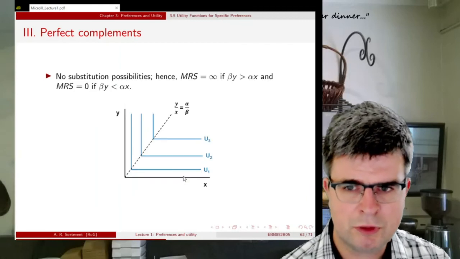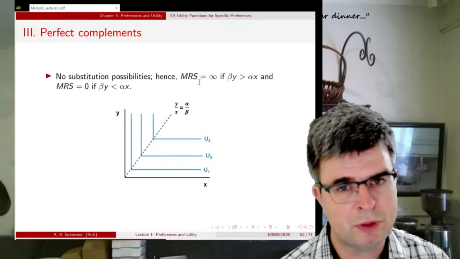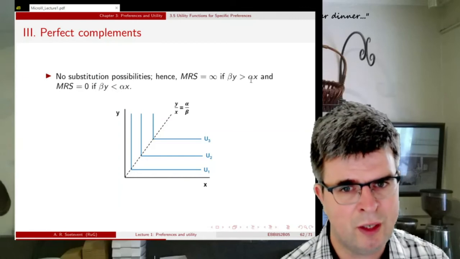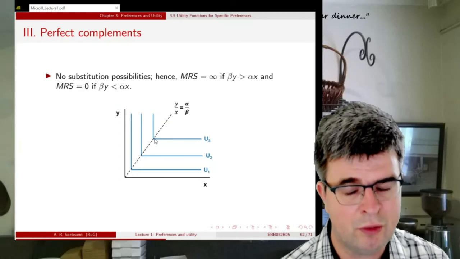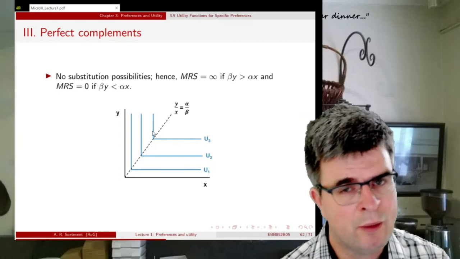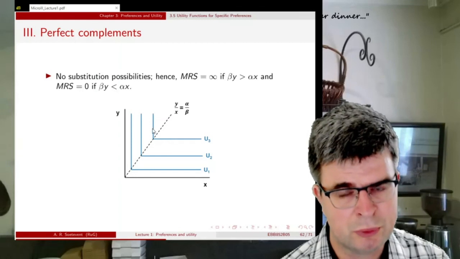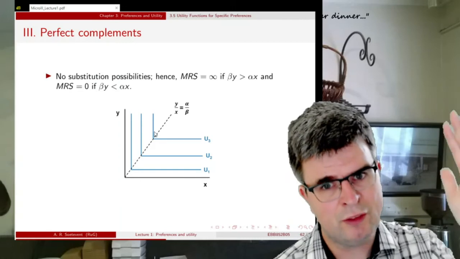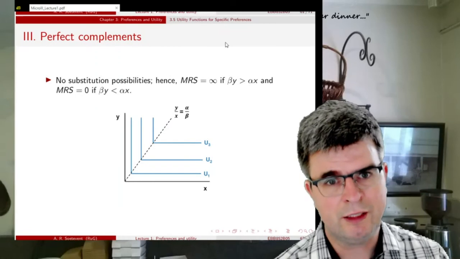And there are no substitution possibilities. So the marginal rate of substitution is plus infinity as long as beta y is larger than alpha x. So if you have a lot of units of y and not enough of x, then you can reduce your units of y without decreasing your utility. So the marginal rate of substitution, the slope of the indifference curve, is minus infinity here. So the marginal rate of substitution at this part of the utility function is plus infinity.